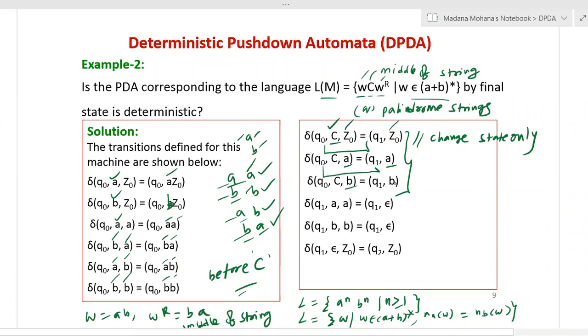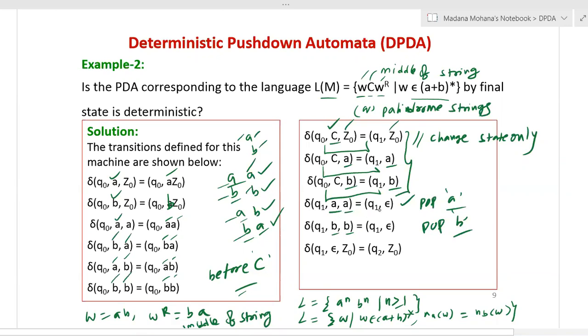Whenever the stack top is B, B is kept as it is, and we are simply changing the state whenever the middle of the string occurs. Now you are at Q1, that means after the middle of the string. Whenever the input is A and the stack top is A, you have to pop A. Whenever the input is B and the stack top is B, you have to pop B.